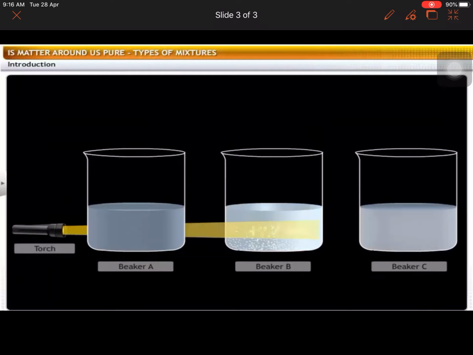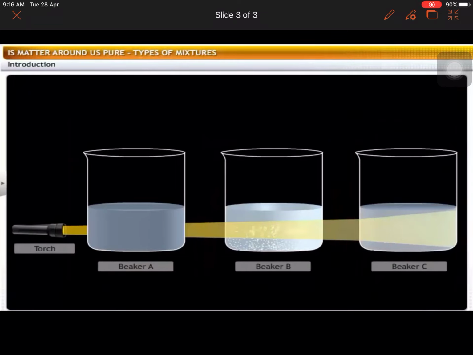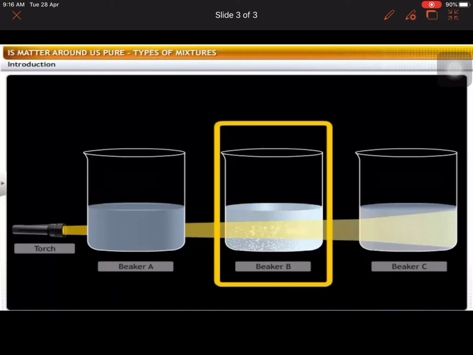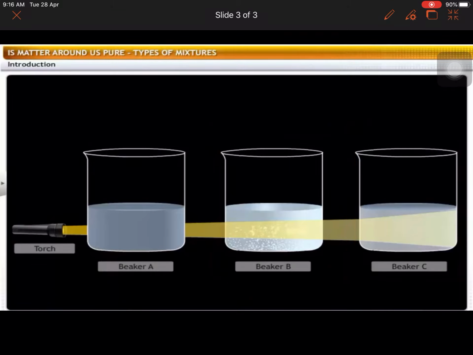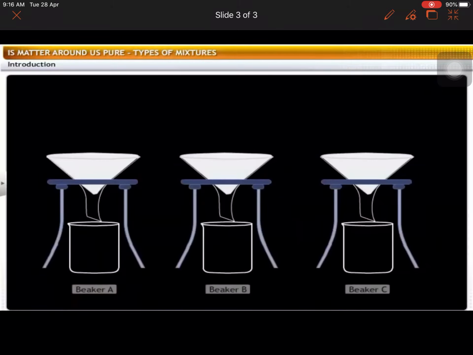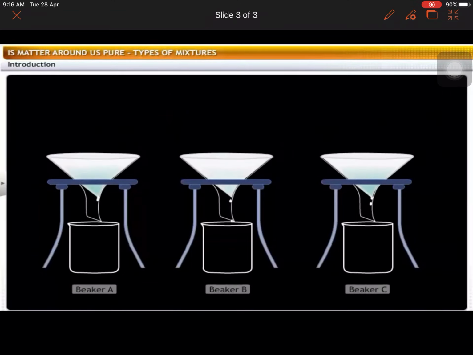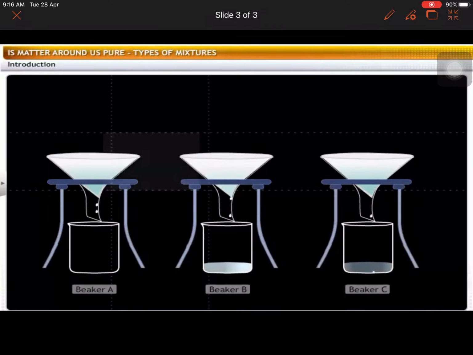Direct a beam of light from a torch through the beakers A, B and C, and observe each beaker from the front. The path of light is visible in case of B and C, but not in A. Leave the mixtures undisturbed for some time. Now, filter each of the mixtures. You will find a residue on the filter paper for beaker B.